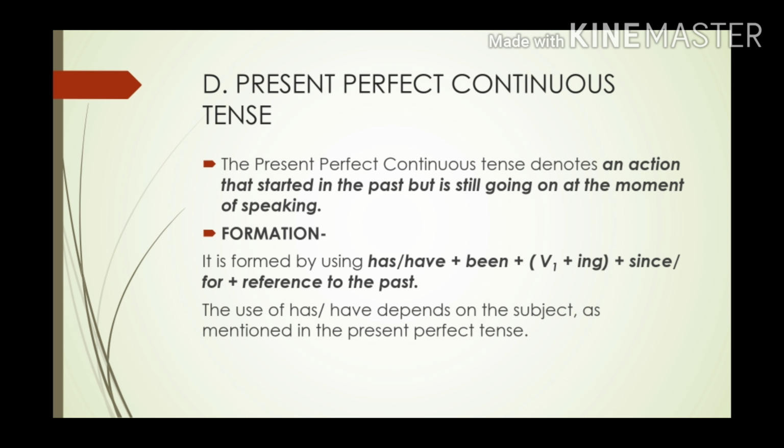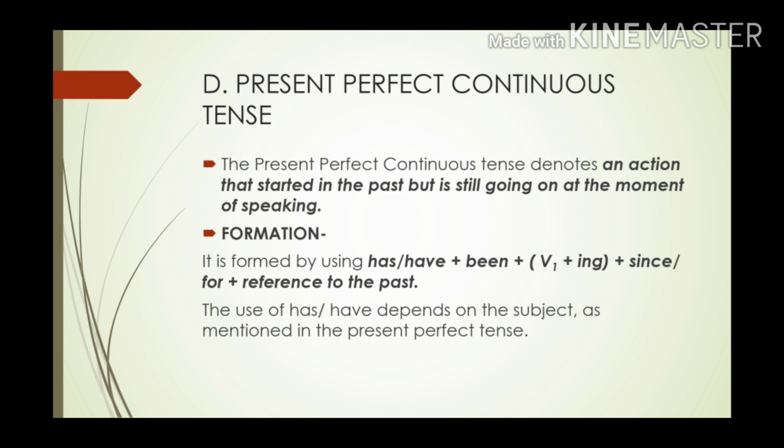Our last kind of present tense is present perfect continuous tense. Now, present perfect continuous tense denotes an action that started in the past but is still going on at the moment of speaking. Means any action which started in the past but it is still not completed yet, it is still going on. That is our present perfect continuous tense. Now let's see how do we form present perfect continuous tense. It is formed by using has/have, been, verb first form, ing, since, for, and reference to the past.